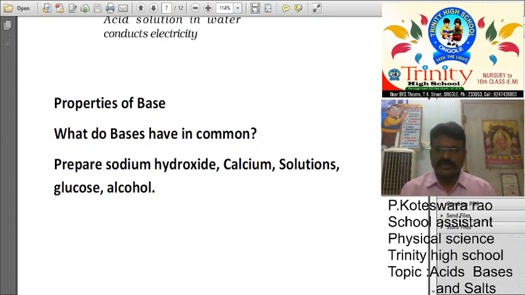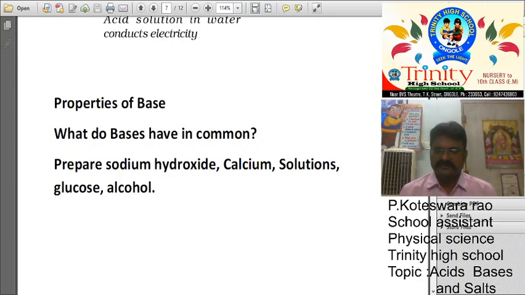And what about the next one? Properties of bases. What do you know about the properties of bases? We already discussed them in the introduction class. Bases consist of OH minus ions, and they can change red litmus into blue color. They act as corrosive. They also act as electrolytes because they can pass electricity. So these are all our properties.